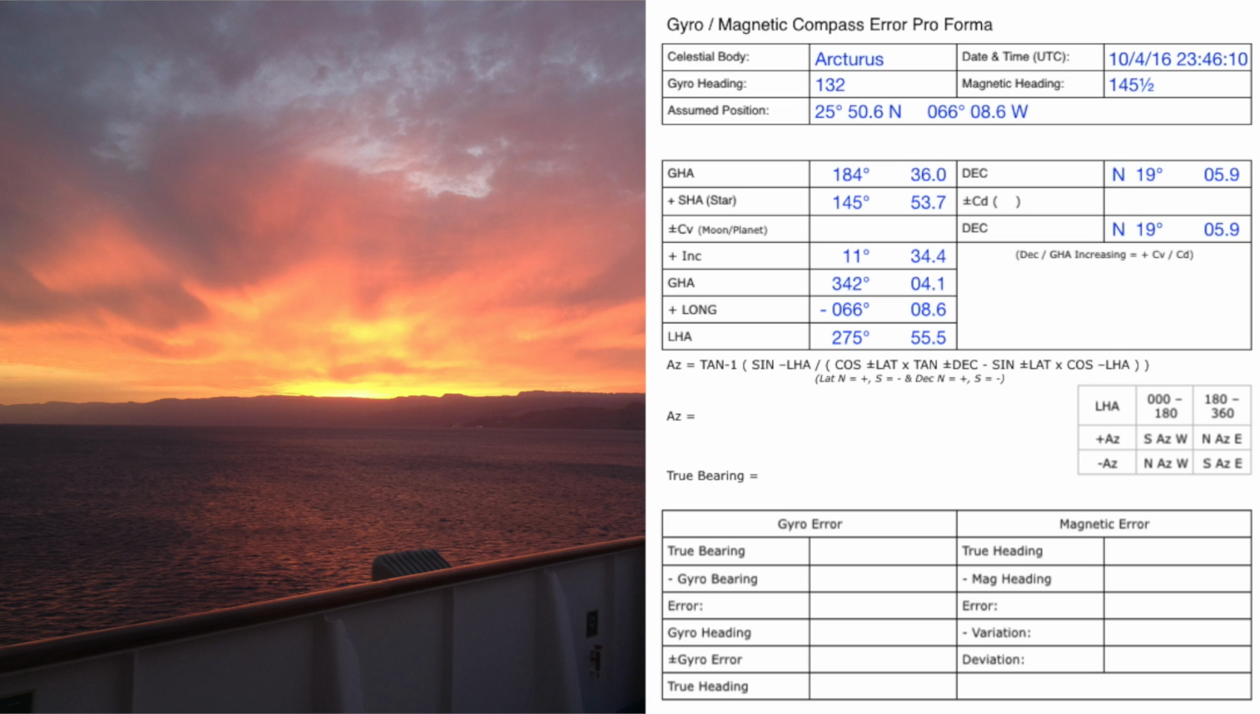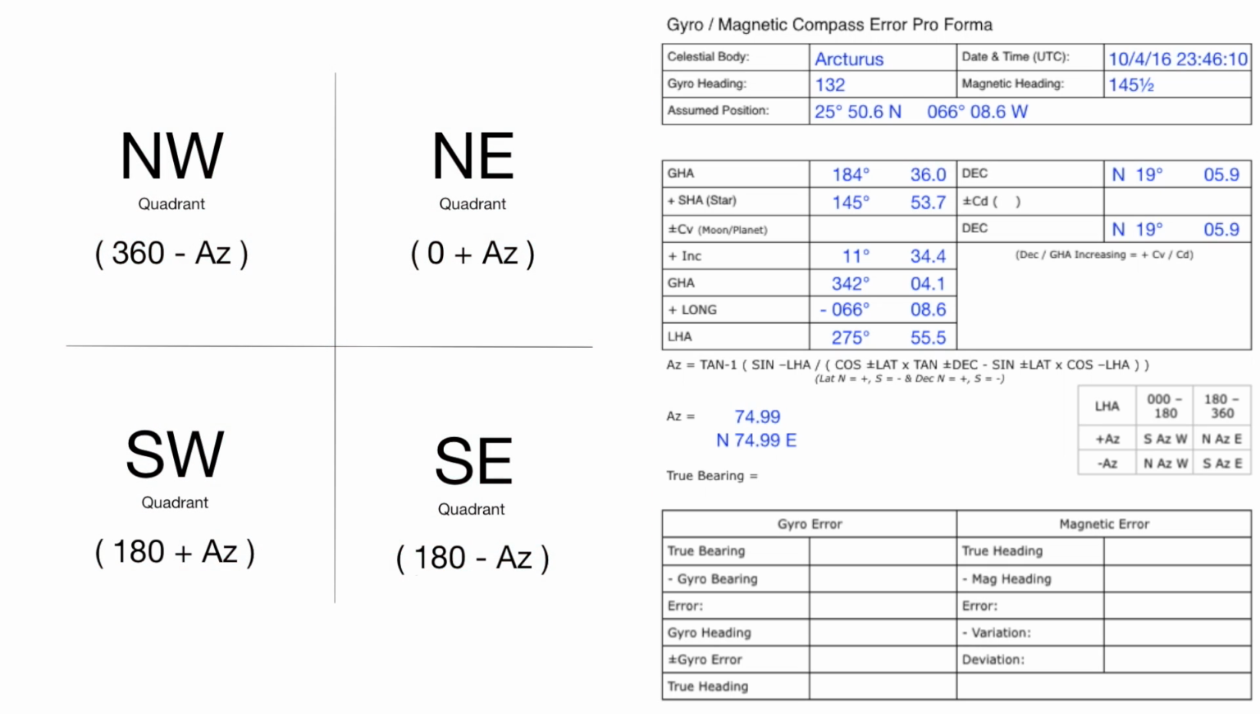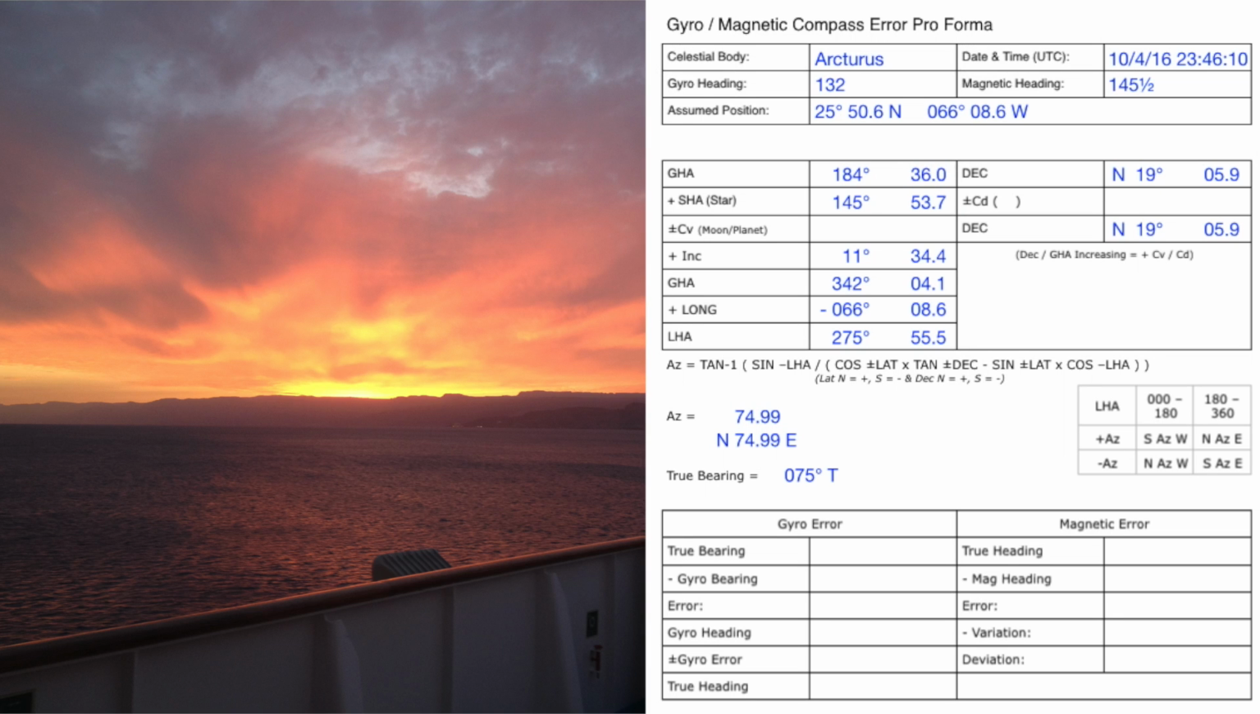We'll now use the same formula we used in the earlier videos to calculate the azimuth. So when we type this into our calculator, it gives us the answer of 74.99. We convert this into a quadrantal using the little table on the right. As our LHA is between 180 and 360, and our azimuth is positive, we name it north 74.99 east, which we then convert to a true bearing. As it's the northeast quadrant, we add it to 0, which gives us a true bearing of 075 degrees. You'll notice I have rounded the .99 up.